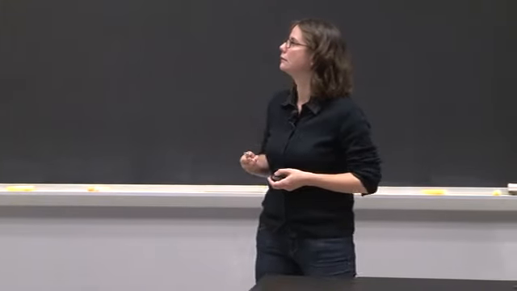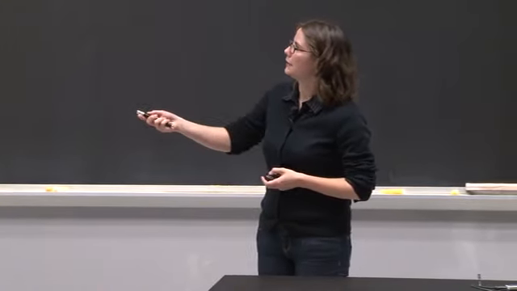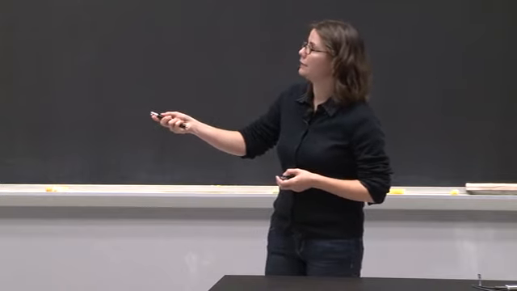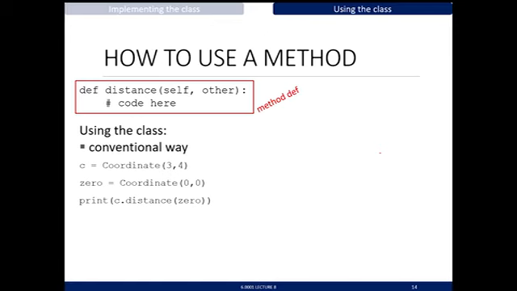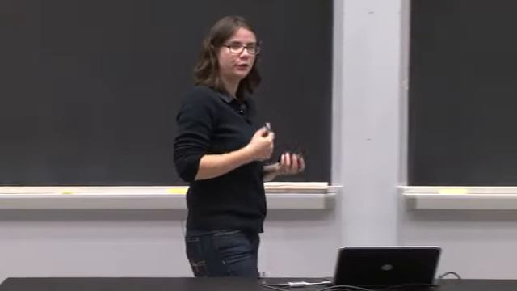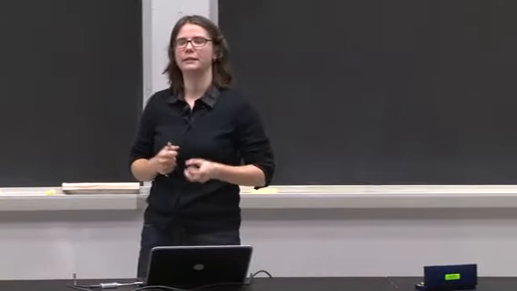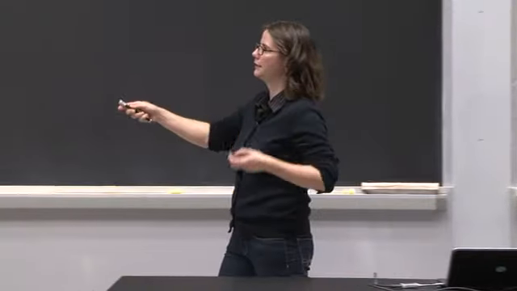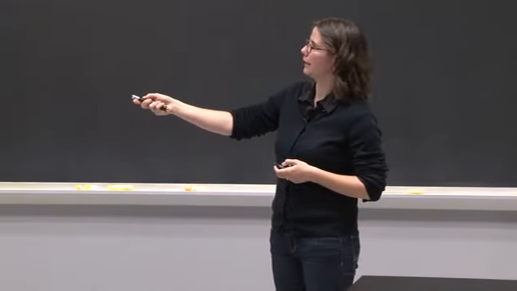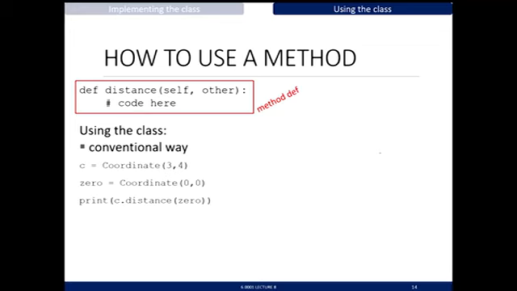Now how do we use it? So let's assume that the definition of distance is up here. I didn't include the code. But really all you need to know is what it takes. It takes a self and an other. So when you want to use this method to figure out a distance between 2 coordinate objects, this is how you do it. So the first line, I create 1 coordinate object. Second line, I create another coordinate object.